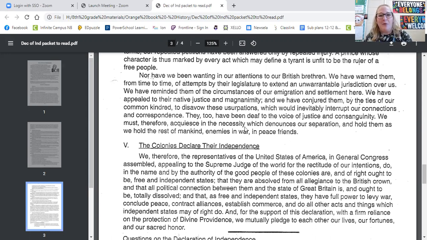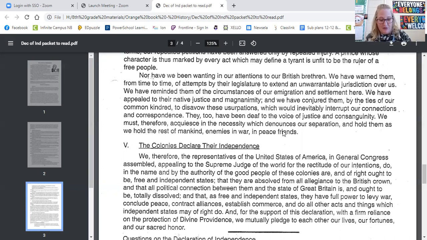Okay, so enemies in war, and hopefully when war is over and we're our own independent nation, we can do some trade together. Okay, and the last part. Here is the official declaration saying we're done, and here's what we shall now be known as. This is the first time ever that you've seen the words the United States of America at this point of history, because this is the first time they're announcing what their new country is going to be called.